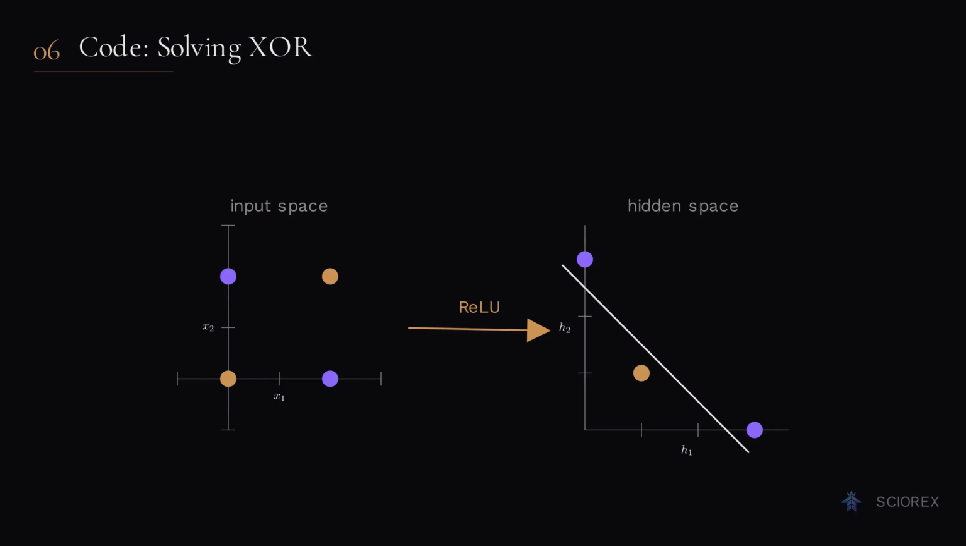Now the important part, let's look at what the hidden layer learned. Look at that. In the original space, XOR points are tangled. No line works. But in the hidden space, the network rearranged them so that a line cleanly separates the 2 classes. The hidden layer invented a coordinate system where the problem is easy. That's representation learning. Not a metaphor, actual numbers, actual geometry.